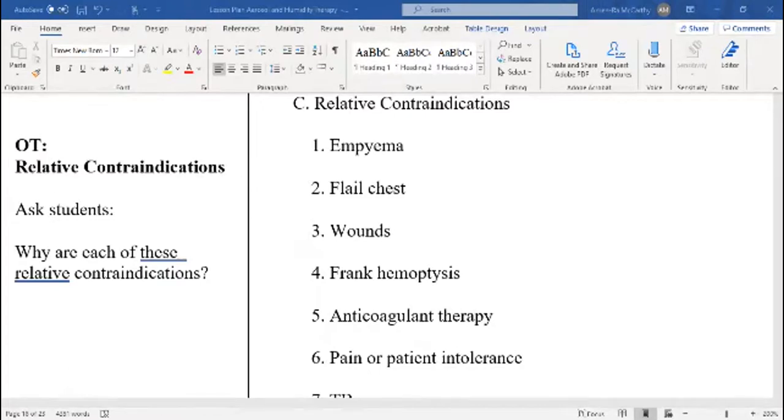What if they're on anticoagulant therapy? That's a contraindication of percussion. What is anticoagulant therapy? Anti-clot. So a blood thinner, right? Heparin. Yeah, blood thinner. So if somebody's on blood thinners, then when you hit them, they easily what? Bleed or bruise. And bleed. You might cause some internal bleeding because the blood is so thin, right?